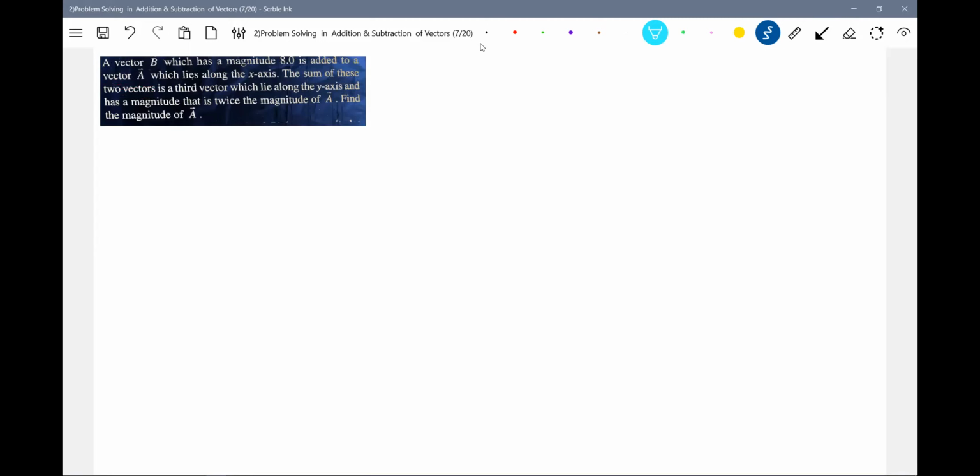A vector B which has magnitude A is added to vector A which lies along the x-axis. The vector A is along the x-axis, and the vector B is added so that the resultant is along the y-axis. You see the way things are there, and the vector B bar should be somewhere here. You can ask me a question, sir, on what basis will you assume that? So read the question.